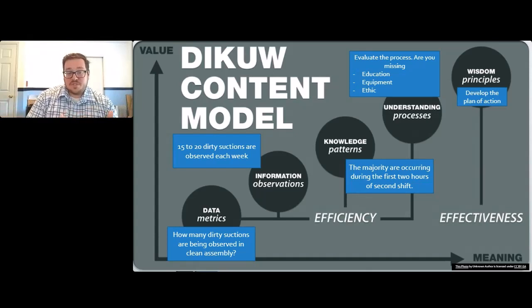So now that we have our question, we're going to start to collect information. That's the I. So let's say we go through 10 days of data and 15 to 20 dirty sections are observed in a week. Okay, now we have information. We need to put it in context, and that's getting to a pattern. So when we timestamp those, the majority of those may be occurring in the first 2 hours of second shift.